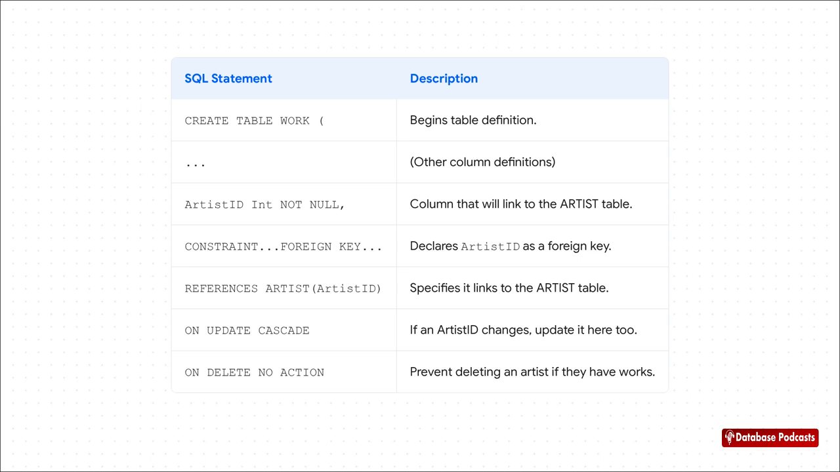onUpdate cascade is a rule that says if an artist's ID ever changes for some reason, that change will automatically cascade down to all of their artworks. And onDelete no action is our safety net. It protects our data by stopping us from deleting an artist if they're still linked to any of their works.